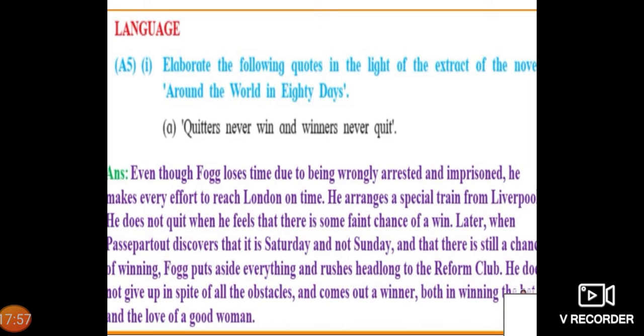Later, when Passepartout discovers that it is Saturday and not Sunday, and that there is still a chance of winning, Fogg puts aside everything and rushes headlong to the Reform Club. He does not give up in spite of all the obstacles and comes out as a winner, both in winning the bet and the love of a good woman.